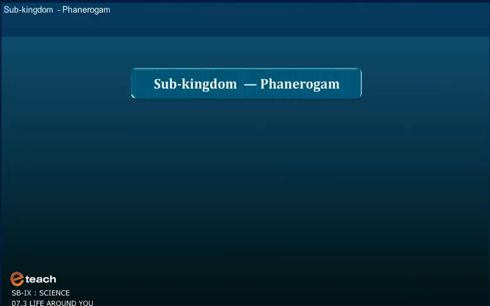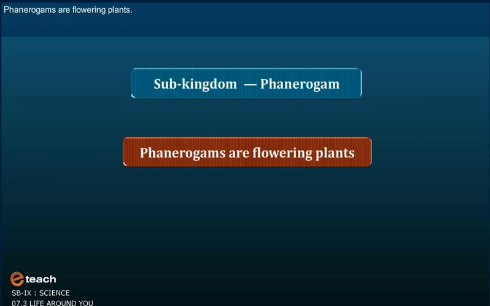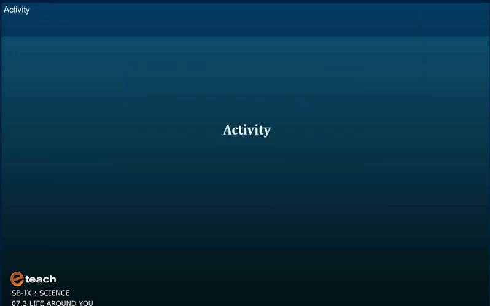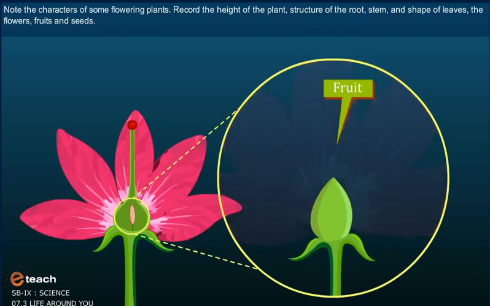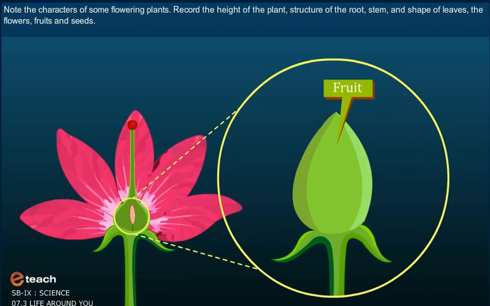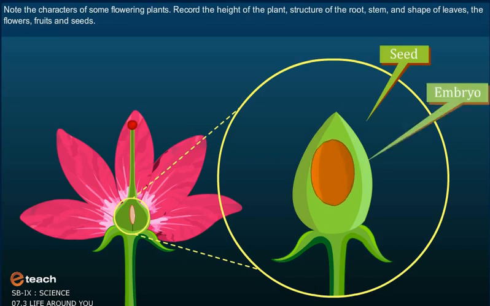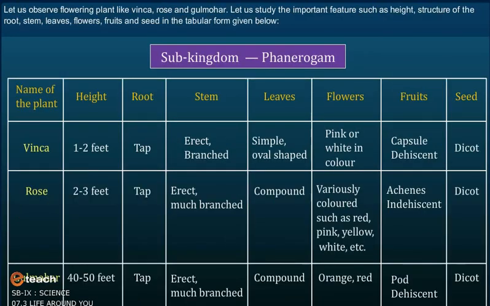Subkingdom Phanerogams. Phanerogams are flowering plants. Activity. Note the characters of some flowering plants. Record the height of the plants, structure of the root, stem and shape of the leaves, the flowers, fruits and seeds. Let us observe flowering plants like vinca, rose and gulmohar. Let us study the important features such as height, structure of the root, stem, leaves, flowers, fruits and seeds in the tabular form given below.